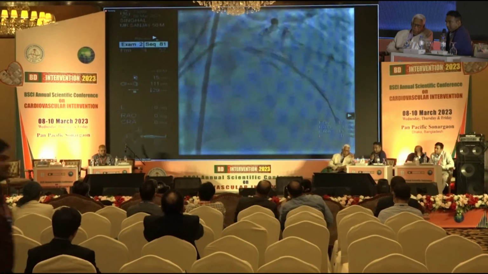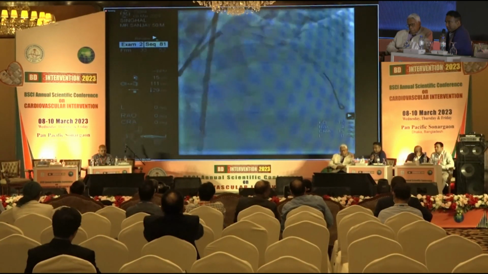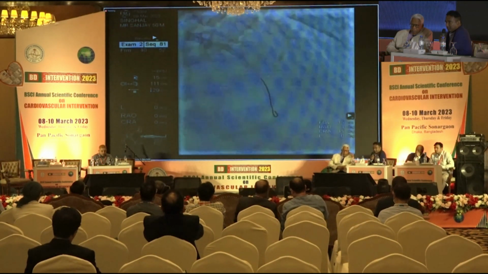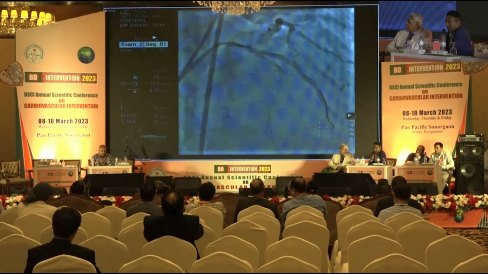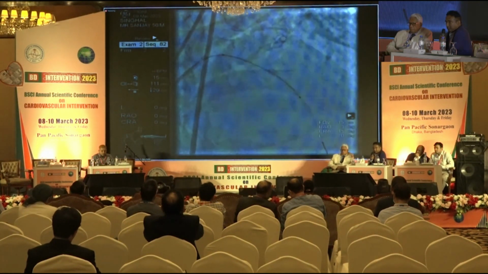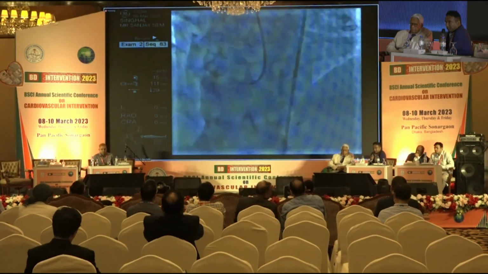LAD diagonal, nicely done. The D2 has been provisional. The septal had to be stented in a mini crush technique. And the ostia we left alone. We looked at it on the OCT. It was 4 millimeters square, so we left the ostia alone.